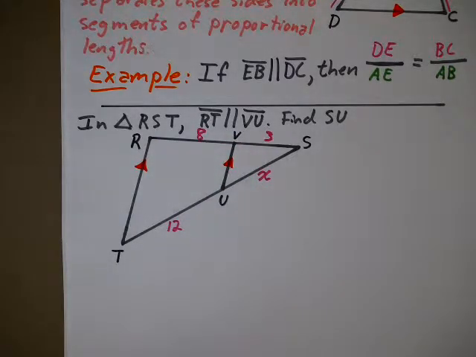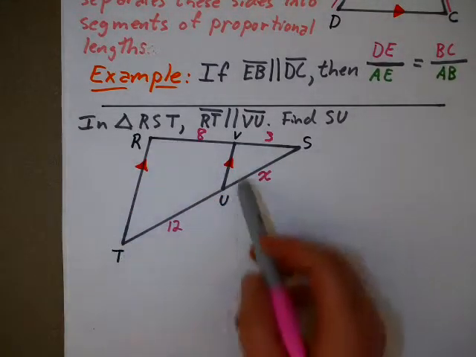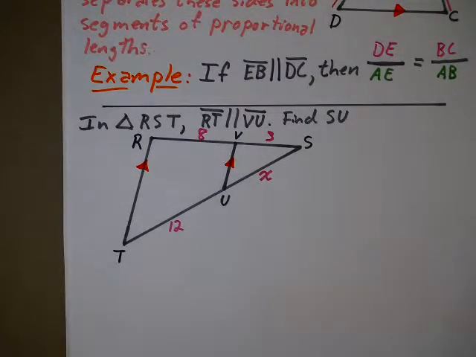Now you might be saying, well, Mr. Adelman, you've already told us that this and this small triangle are similar triangles, and yes, you can solve this using similar triangles, but this is an additional method that also works. So we can start off by just setting up our proportions.